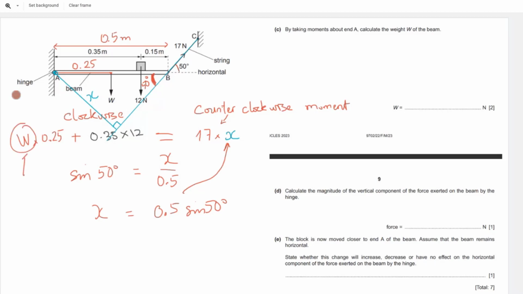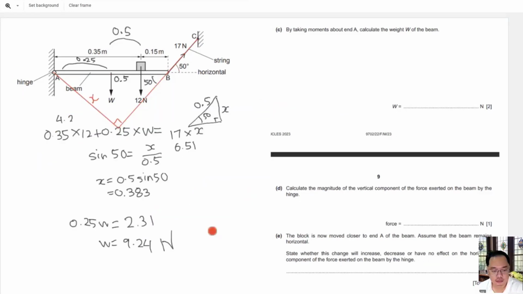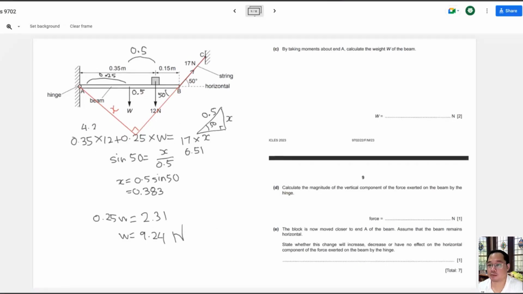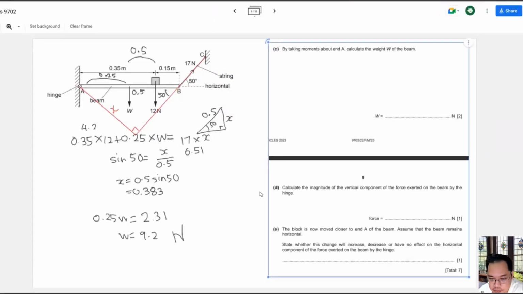The only remaining thing that we need to find is W. So the hardest part is this distance x, which is the distance drawn from the hinge perpendicularly to the line of the 17 Newton force. I'll erase my writing and do it again. W is 9.24 Newton. Check the math here. 9.2, good. Question D. Let's do that on the next page.